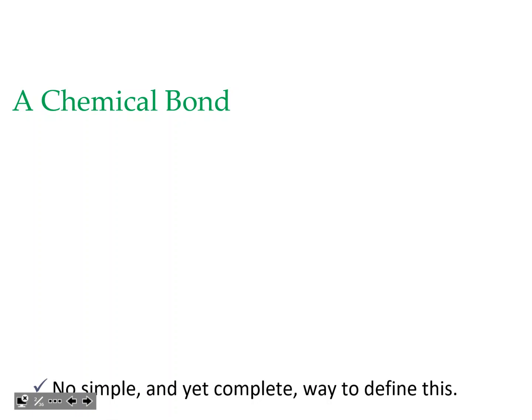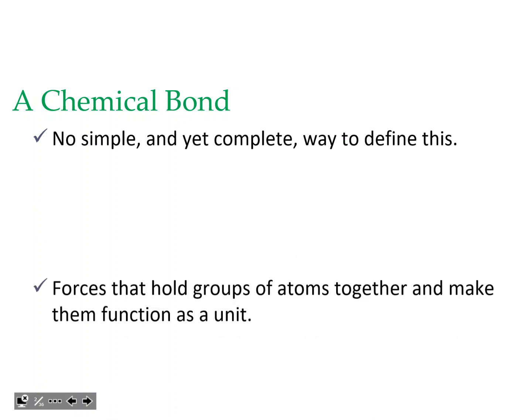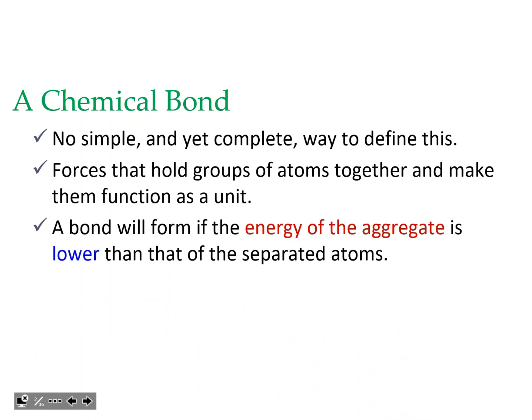All right, chemical bonds. There's no simple yet complete way to define this, but they are forces that hold groups of atoms together and make them function as a unit. It's a good description of a chemical bond. A bond will form if the energy of the aggregate is lower than that of the separate atoms. Aggregate is just a big word for group, the group of the atoms.